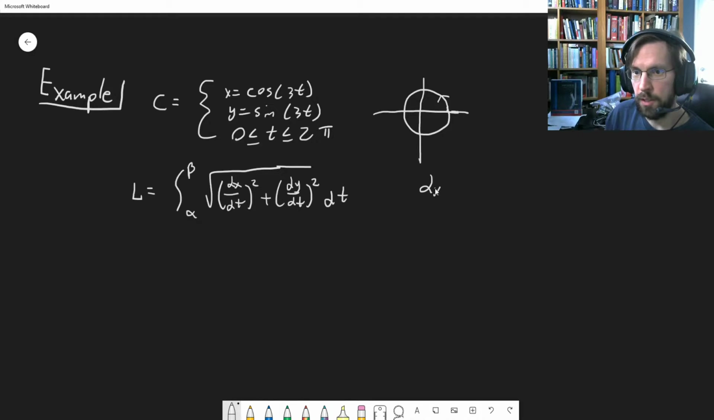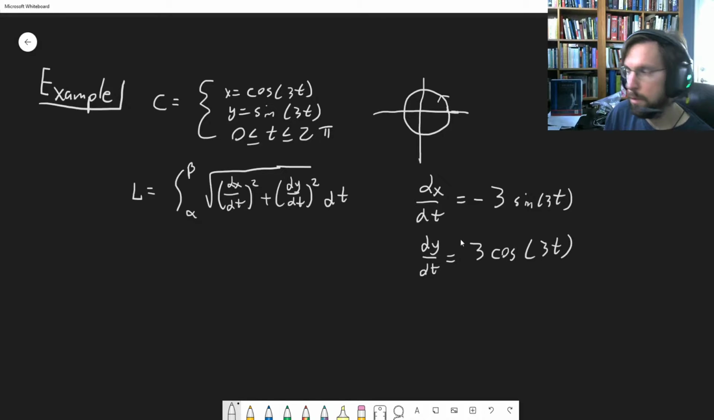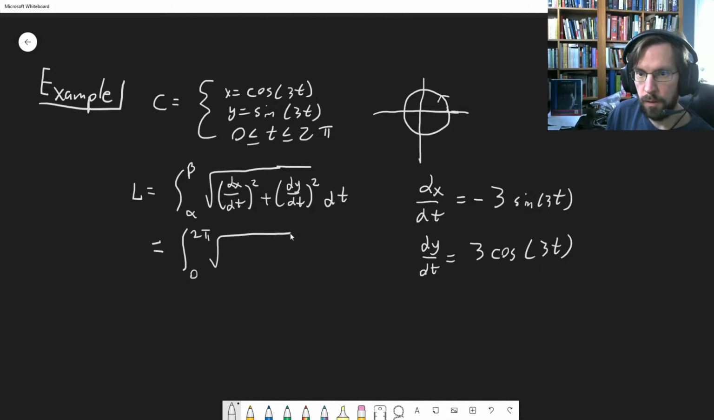Okay, let's compute dx/dt. dx/dt should be negative 3 sine 3t, and dy/dt should be equal to 3 cosine 3t. Integral from 0 to 2 pi, square root, this becomes, we can do the square, so this should be 9 sine squared 3t plus 9 cosine squared 3t, dt.